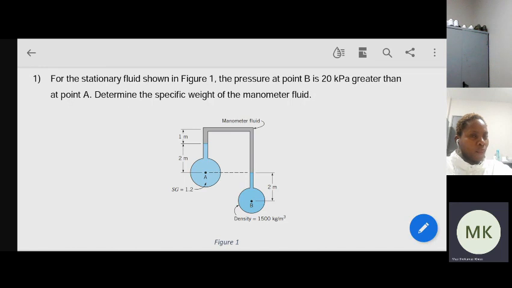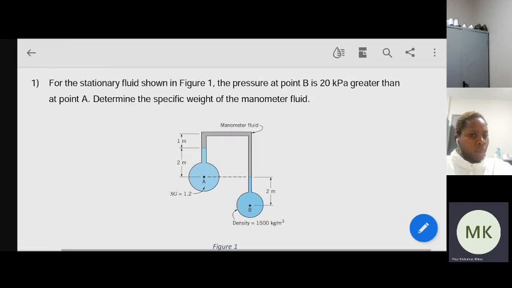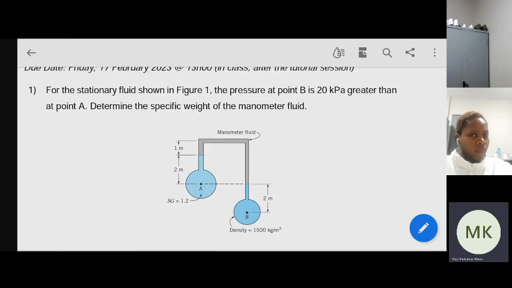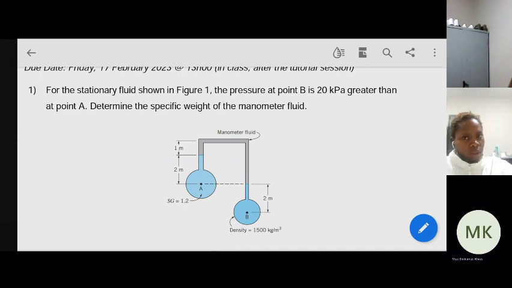Okay, that 20 kilopascal belongs to which point? Point B. Really? It says the pressure at point B. Yeah, it belongs to point B. Both of you agree that it belongs to point B. Yes. Okay.